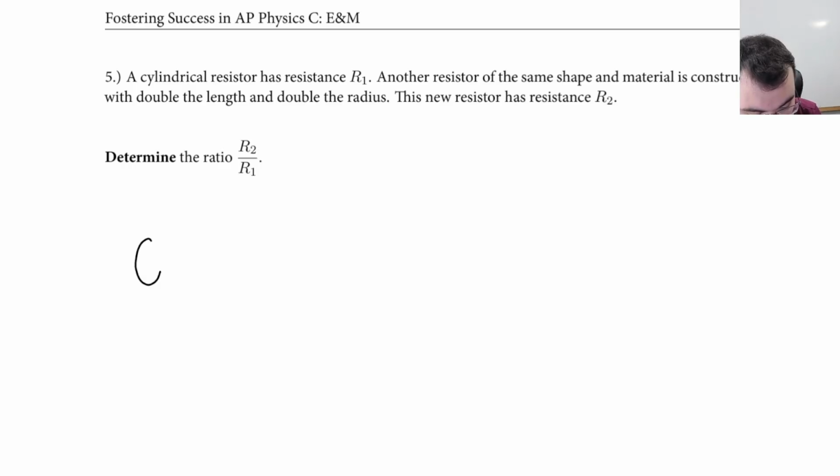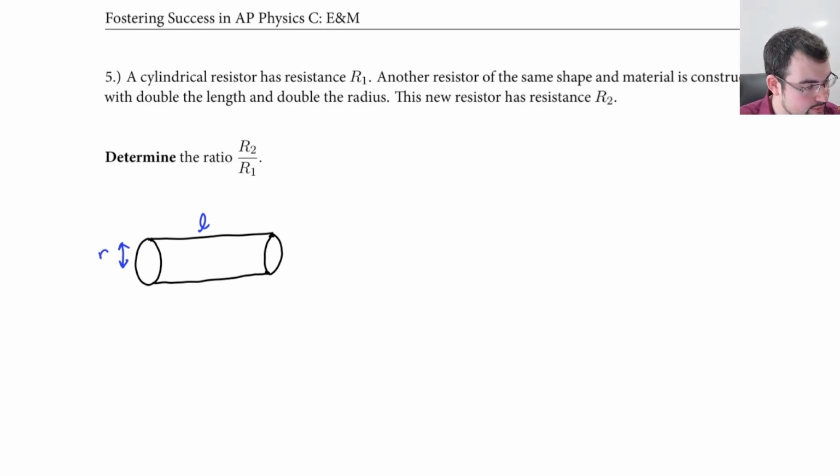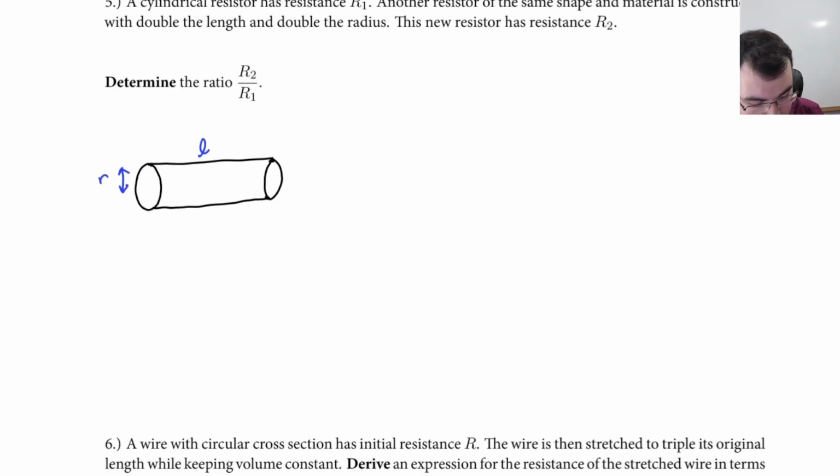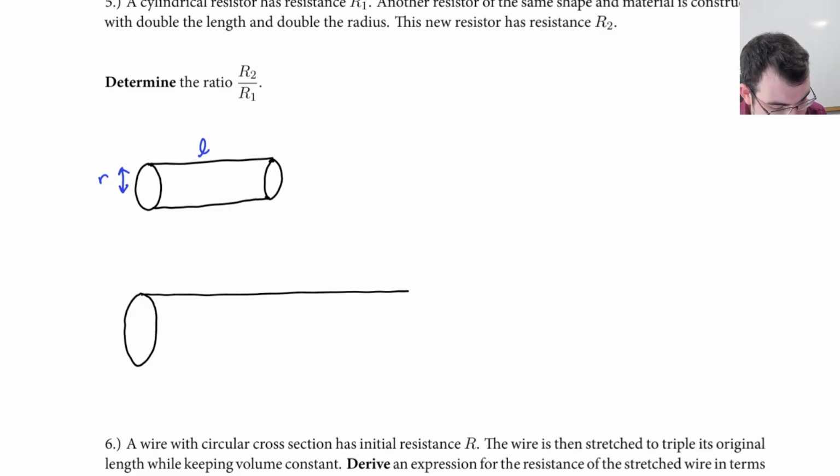So this is going to be like our first resistor. It has length L, and it has a radius R. But then our second resistor is going to have double the radius, but also double the length.